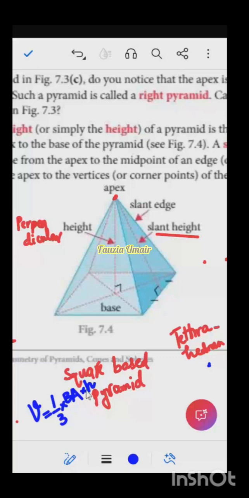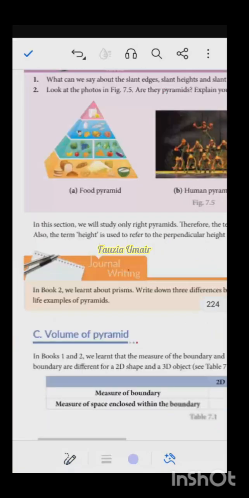Okay. So is it clear till this point? So we can move forward. Okay. So now let's move forward. Let's look at different types of pyramids. So let me show you this.